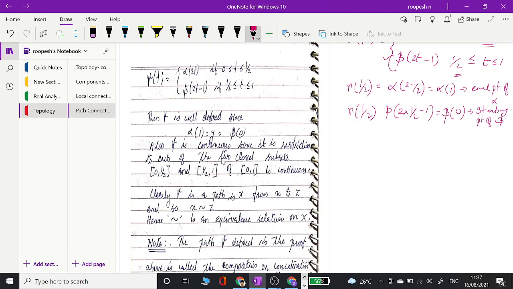Also, gamma is continuous since it is built from restrictions of continuous functions. So evidently this is going to be a transitive relation. Thus, path connectedness is an equivalence relation. That is the meaning of this theorem, which implies path connectedness is an equivalence relation.